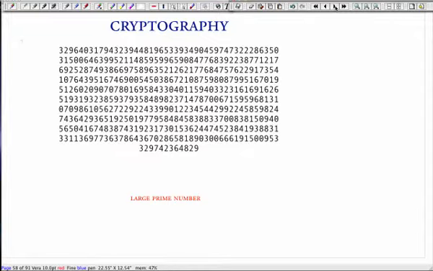What's the problem with that algorithm? How long does it take? If I have an n-bit number, I have to check up to the square root, right? I have to check up to n over 2 bits. So it takes roughly 2 to the n over 2 time. Okay? Not good, not good.